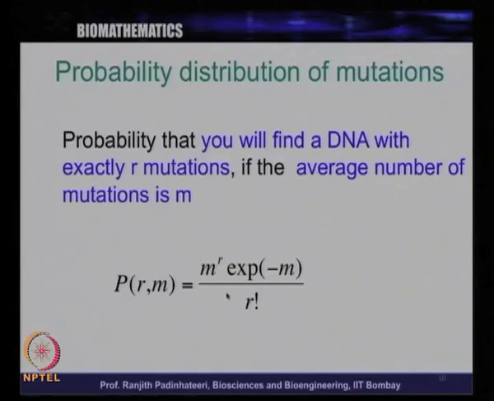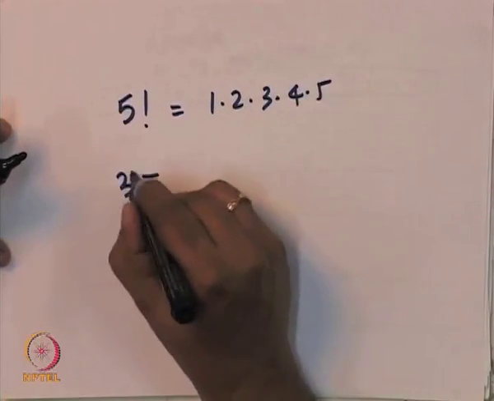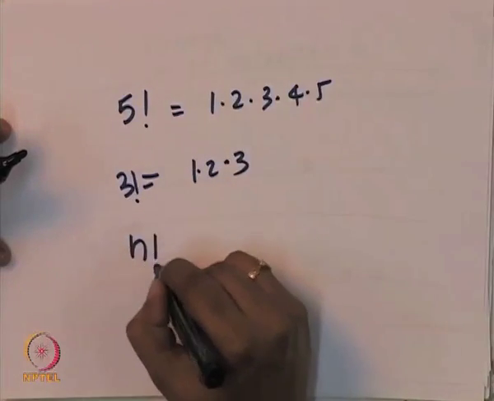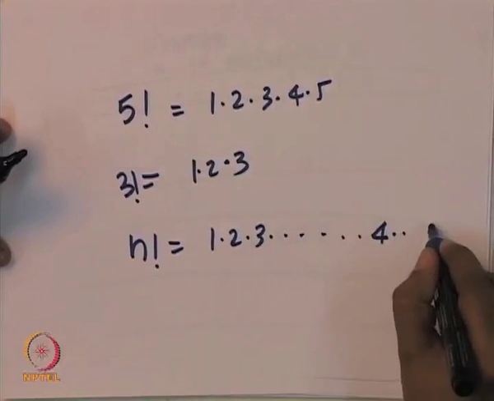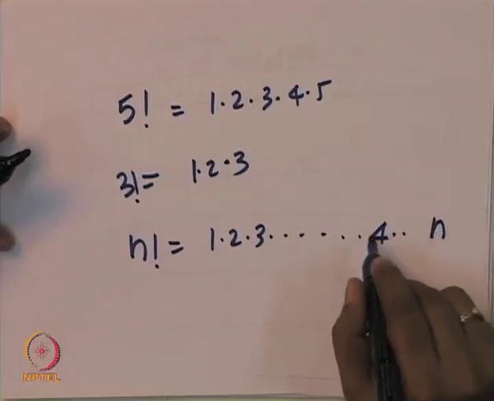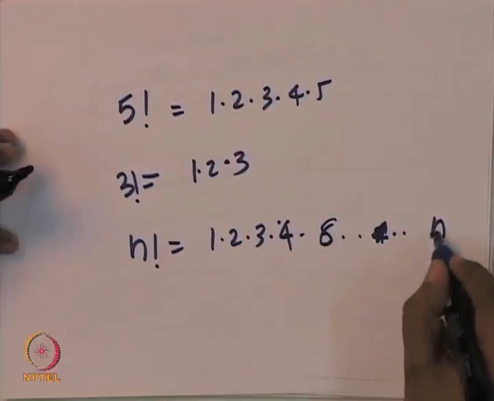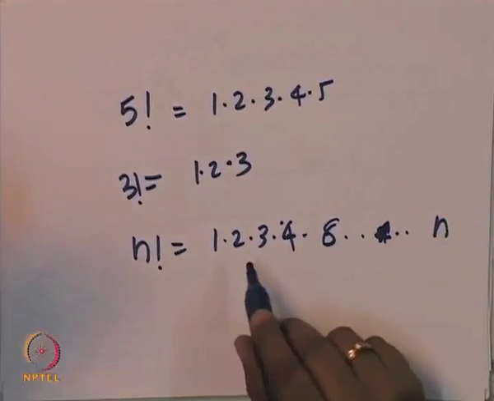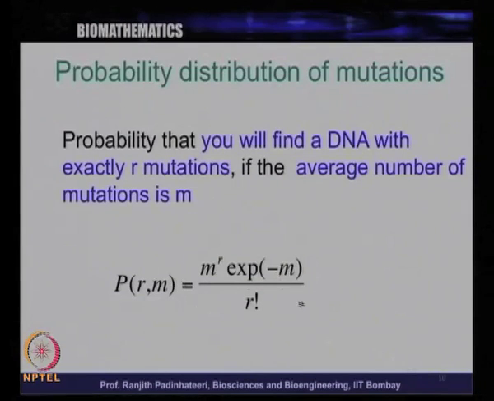factorial. Like 5 factorial is 1 into 2 into 3 into 4 into 5. 3 factorial is 1 into 2 into 3. Like n factorial is 1 into 2 into 3, multiplying up to n. You multiply n of them together, you get n factorial. So this is the definition of n factorial. So P of r comma m is m power r, e power minus m, by r factorial: the probability that you will find a DNA with exactly r mutations. This is called the Poisson distribution. Let us go back and think a bit more.